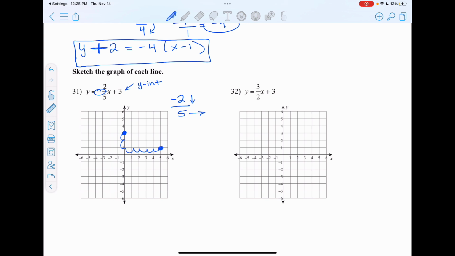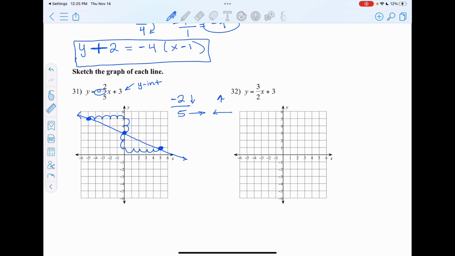If you run out of room, you can go backwards by flipping your directions. So instead of going down and to the right, I can also go up and to the left. So I can also go up 2 and to the left 5. And notice how my line is going down. That's perfect because my slope was negative. So if you have a negative slope, your line should be going down.